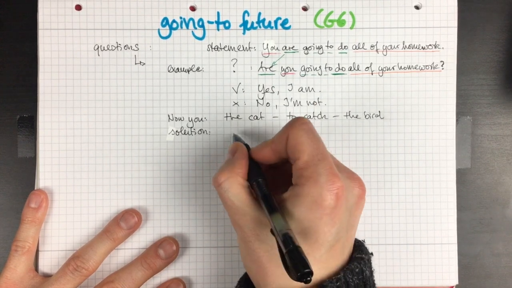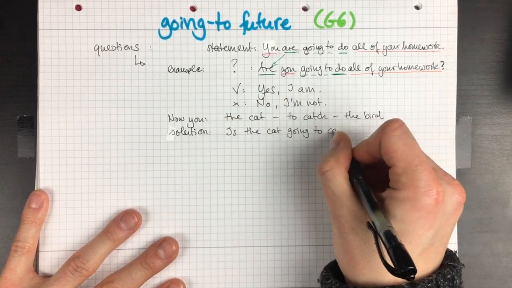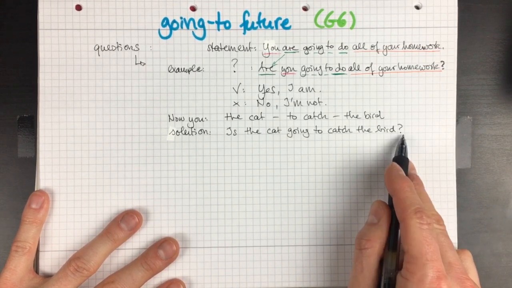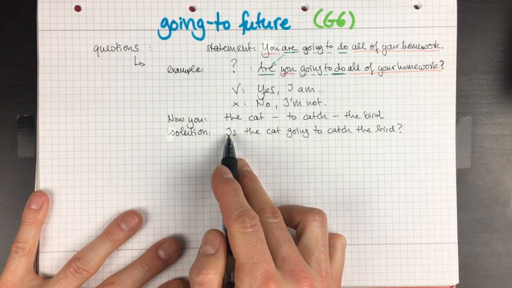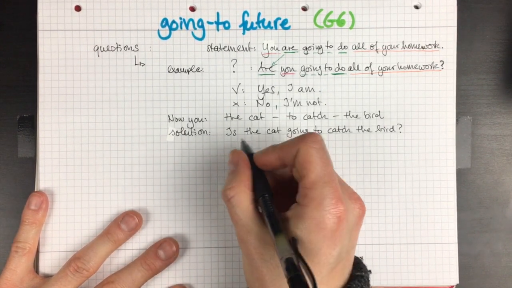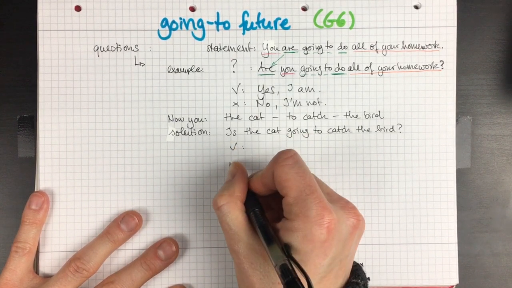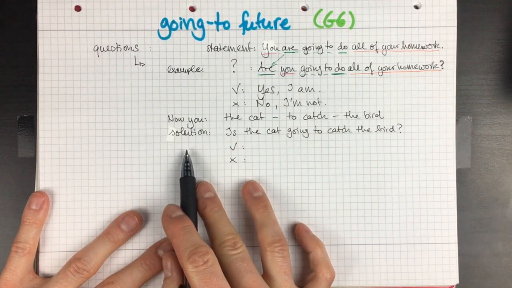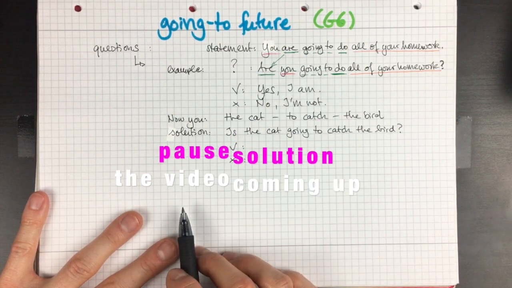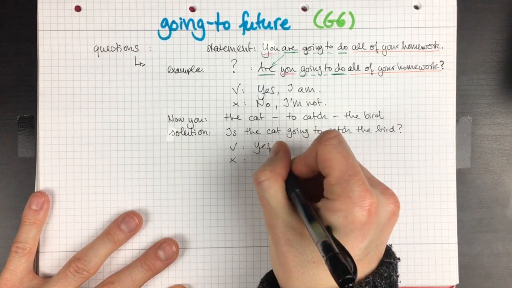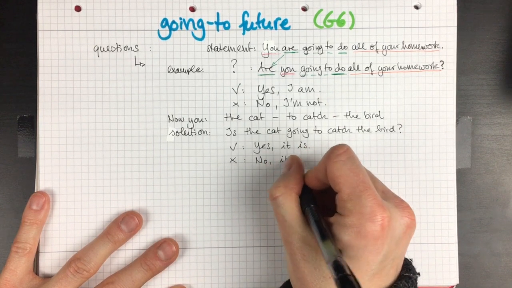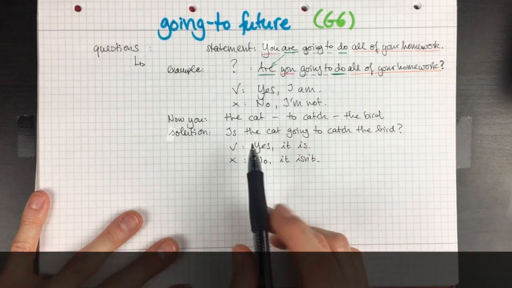The question, of course, is: is the cat going to catch the bird? Question mark. Capital I. This is the form of to be. For the cat, it's third person. And then you can either say yes or no. Try yourself. Make those answers. Short answers. And here's the solution. Yes, it is. Or no, it isn't.